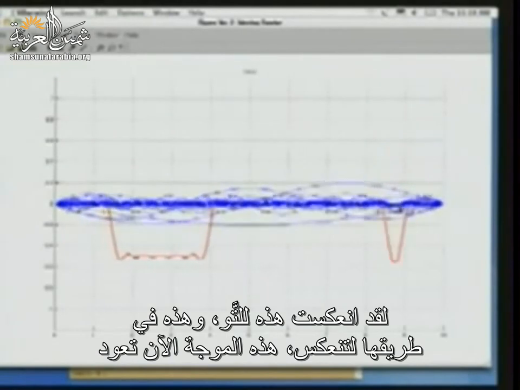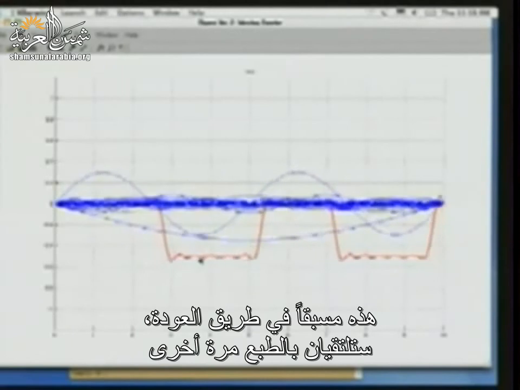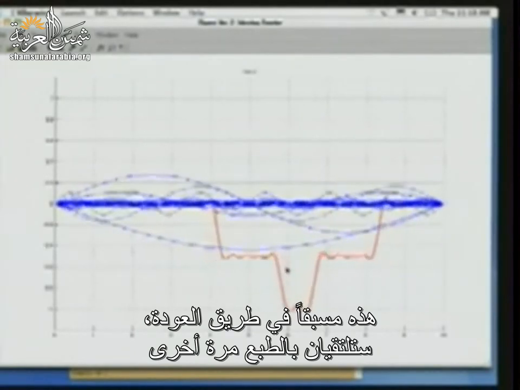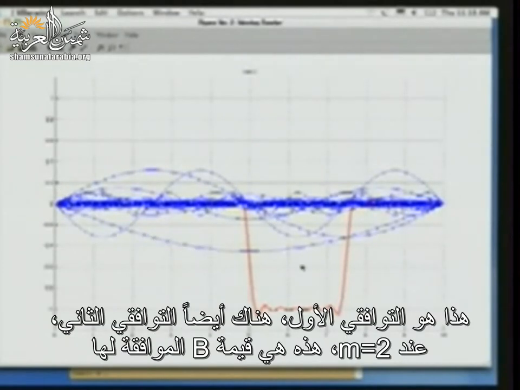Now this one is coming back. There it is. And this one is already on its return. And of course they're going to meet again. And now we are 1/2 period of the fundamental later. And now look. This now is the first harmonic. But now there is also a second harmonic.